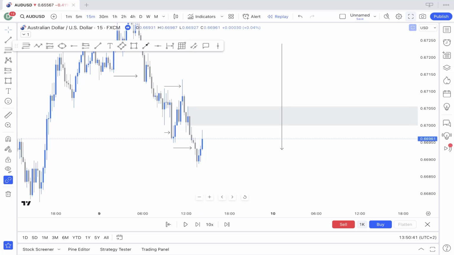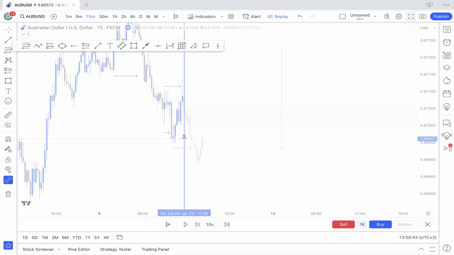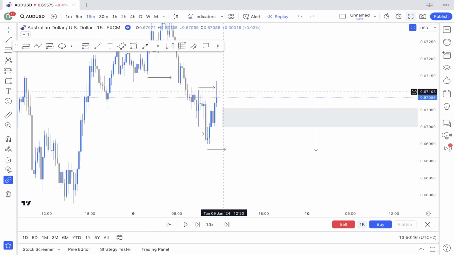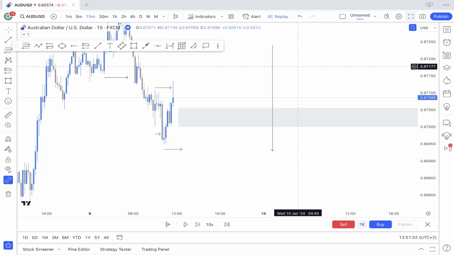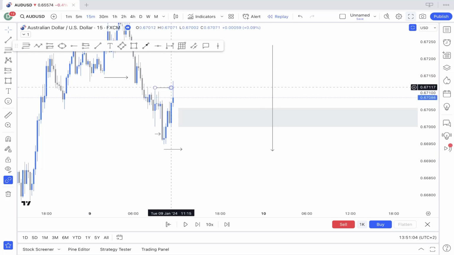Right here, let me use the bar replay. Right here, it could seem that price wants to reverse. It's too soon for us right here to say that this is a liquidity sweep. That's why I personally wait for a liquidity sweep followed by an aggressive break of structure. That's when I know that yes, the liquidity sweep was valid, because right here, that's not clear.